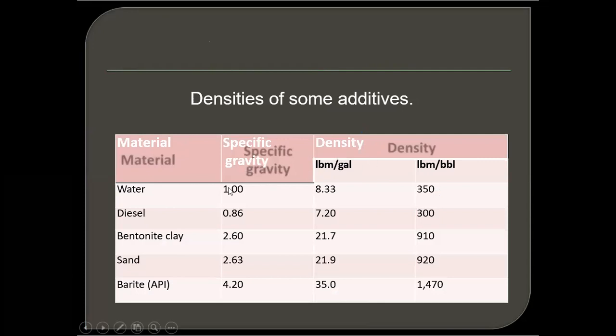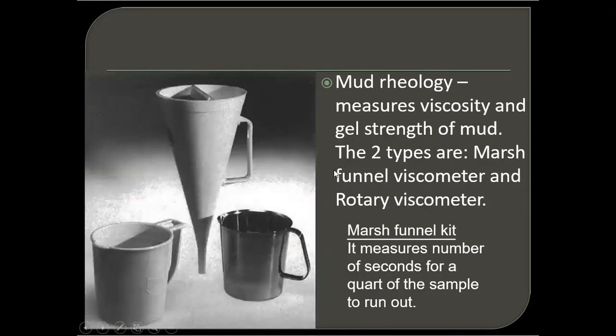Then these are the additives, bentonite, for example, that you are using. It has a density of 21.7 per gallon or 910. So we have some formulas to calculate the density of those muds and to increase the density.